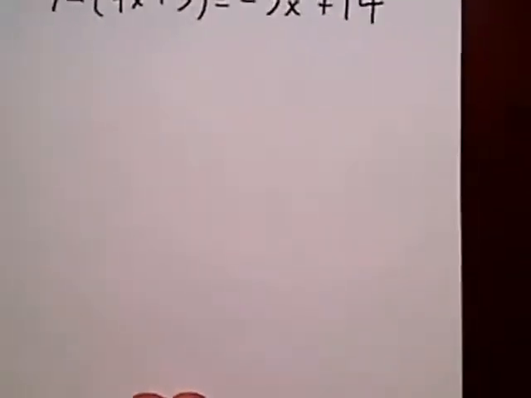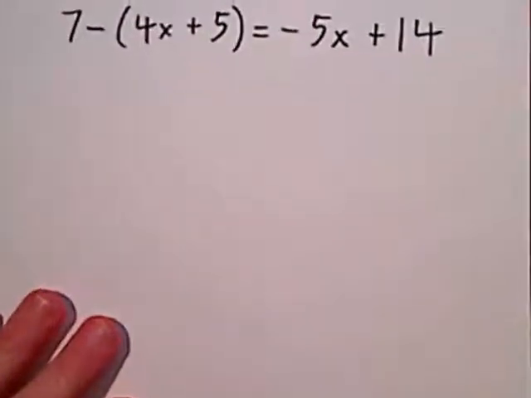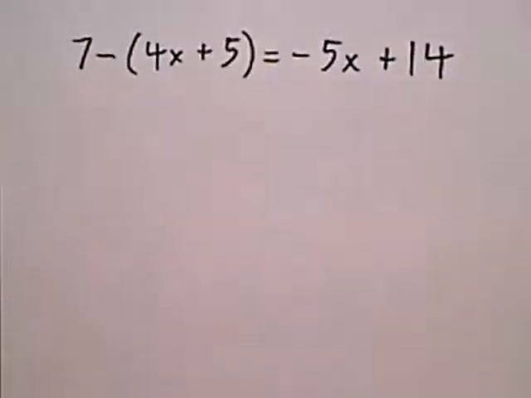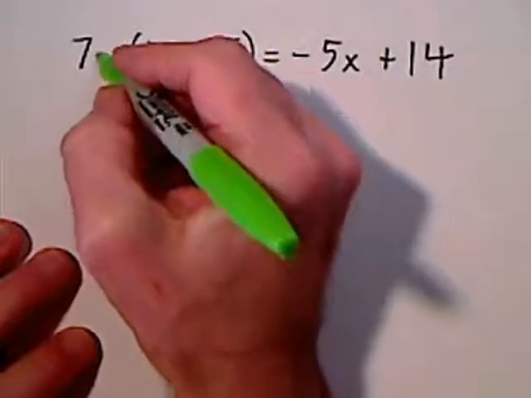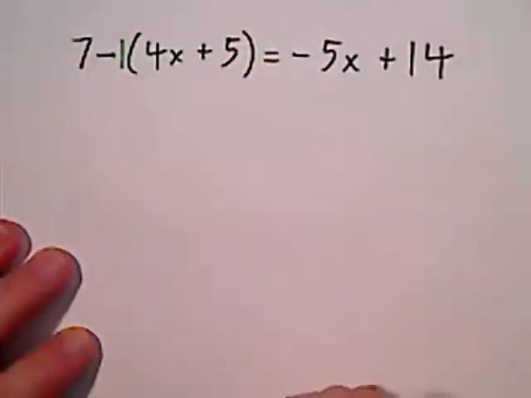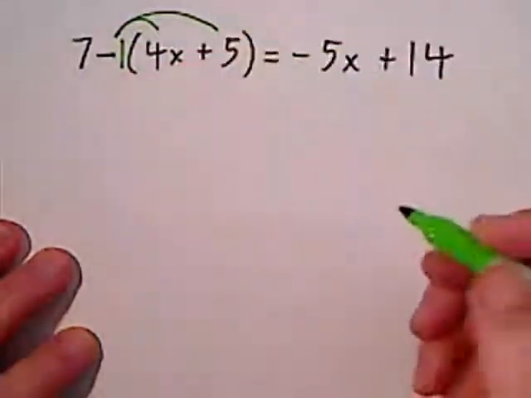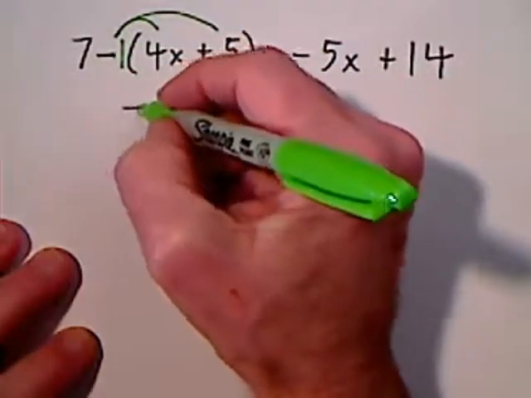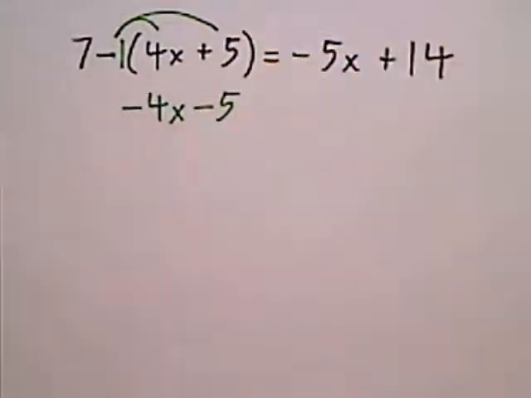For the next one here, we have to get rid of our parentheses first. We've got to send in this negative, and if it helps you to think of that as a -1, that's perfectly legitimate. Either way, I'm sending in the negative to each term inside the parentheses. That's going to give us negative 4x minus 5.